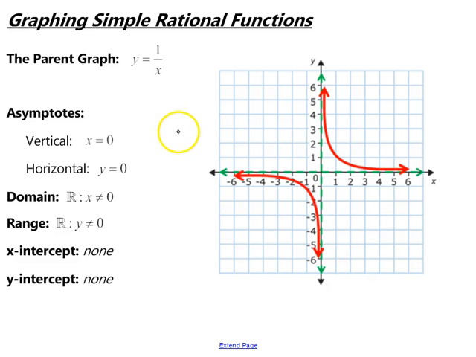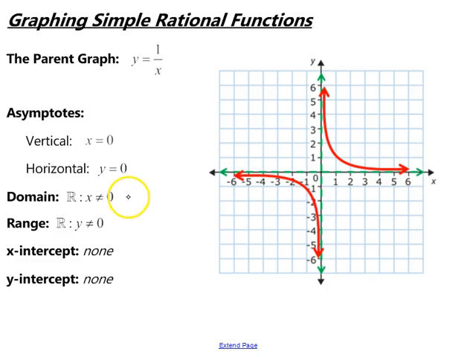When we're graphing simple rational functions, we're working off of the parent graph y equals 1 over x. And this is what it looks like. We have a vertical asymptote at x equals 0, a horizontal asymptote at y equals 0, and those are marked with the dotted green lines. And then the actual graph y equals 1 over x is represented by the red lines. As you can see, it's split up into two sections, but it'll go very close to the asymptotes, but it's never actually going to reach those points.